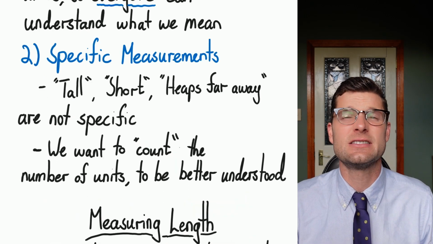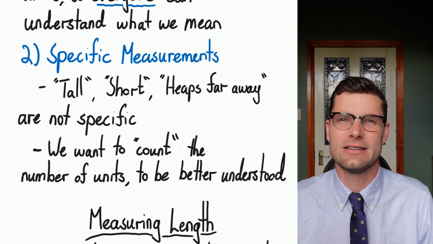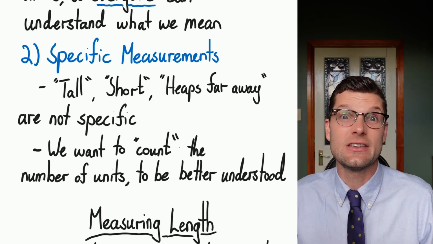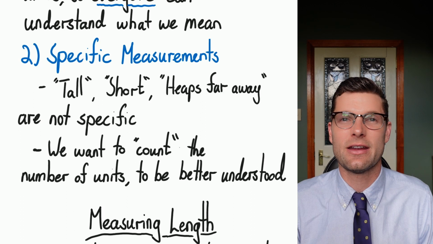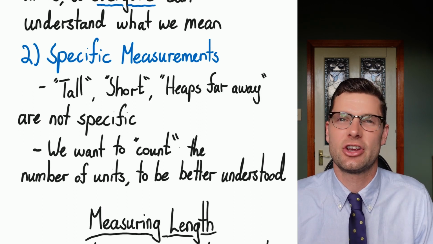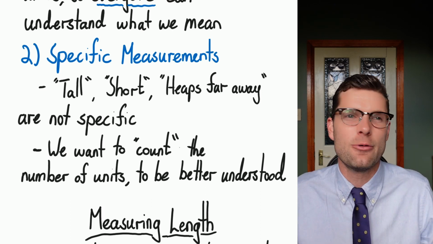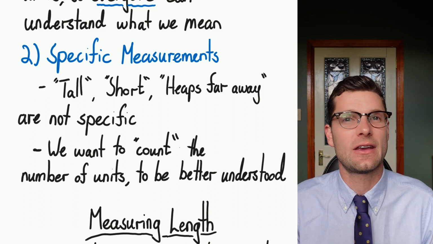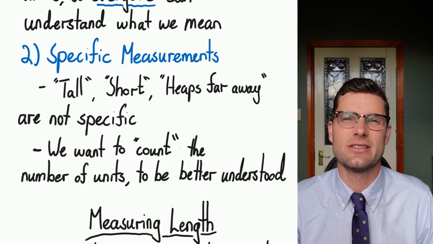The second thing with measurements is we need to actually count the units in order to convey the right distance. If we're using words like tall or short or heaps far away, this is actually subjective to the person that's seeing it, right? So I'm about 193 centimeters or 6'4". That might be really tall to some people, but if I was hanging out with Shaquille O'Neal, who's 7'4", he's massive, he would think that I'm absolutely tiny. So it's really important to have specific numbers in order to communicate ideas. Otherwise, it's up to someone's interpretation.